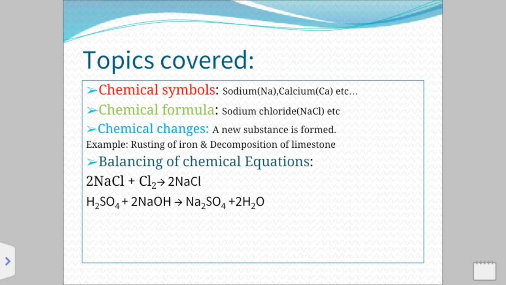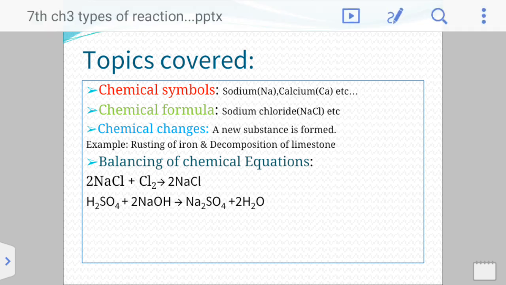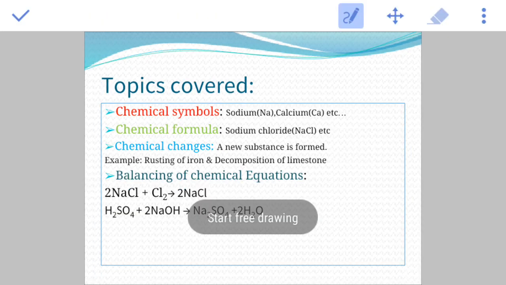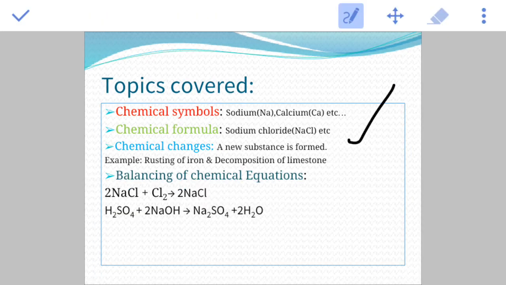The next topic, chemical formula. Just like sodium chloride, which we have done, is NaCl. There are so many compounds, just like calcium carbonate, CaCO3, aluminium sulfate, Al2(SO4)3, and so many chemical formulas are there.